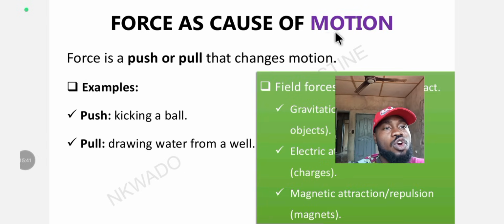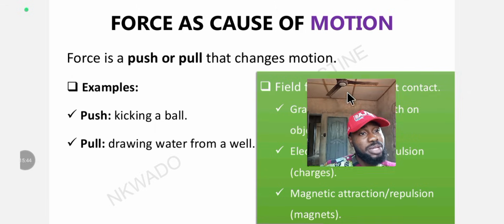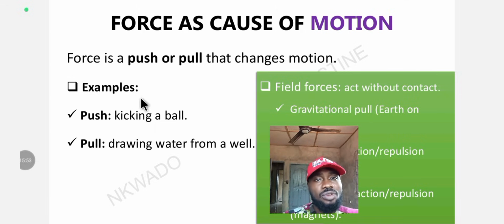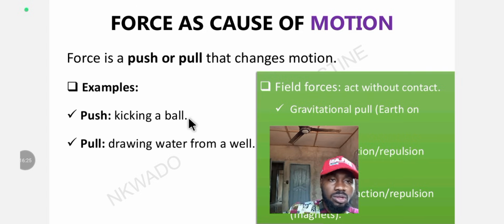Force as a cause of motion. Like I said at the beginning of this lecture, force is the cause of motion. Looking at the left hand side of your screen, force is a push or a pull that changes motion. Yes, a push or a pull, like a tug of war. Both of them are applied forces. So what are the examples of a push or a pull? Push is, for example, kicking a ball. You push it with your leg.